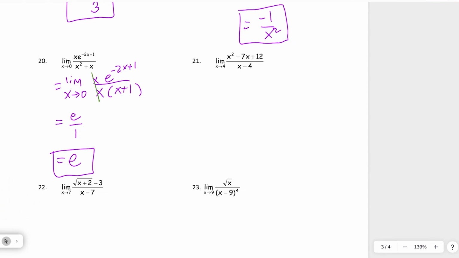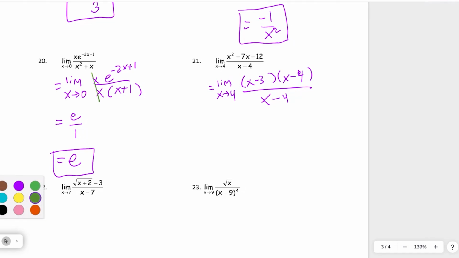Number 21. Can't substitute in 4, but what we can do is factor that numerator and hope that we can get rid of an x minus 4. If not, then we've got a vertical asymptote. So the two factors of the numerator are going to be x minus 3 and x minus 4. So we do get that cancellation happening here. So we have the limit as x approaches 4 of x minus 3. Substituting in 4 is going to give me 1.